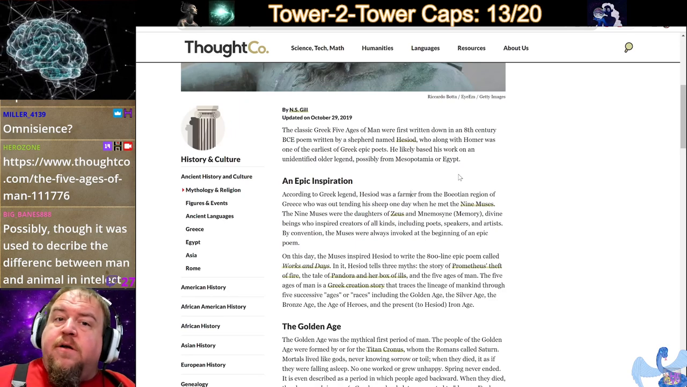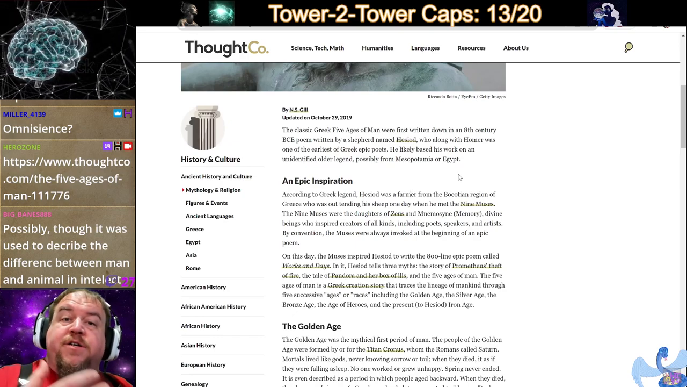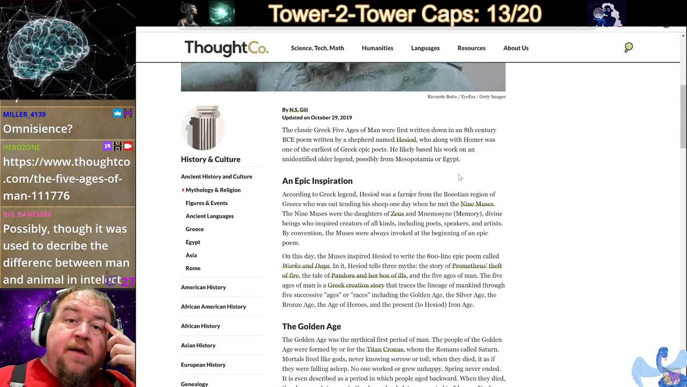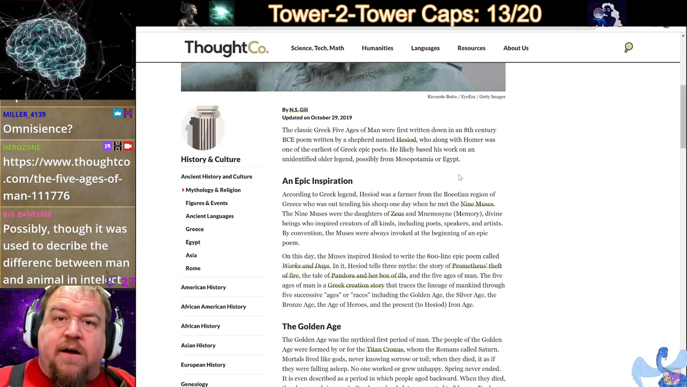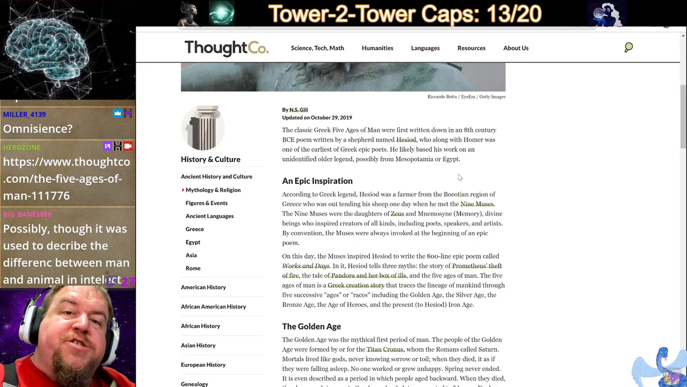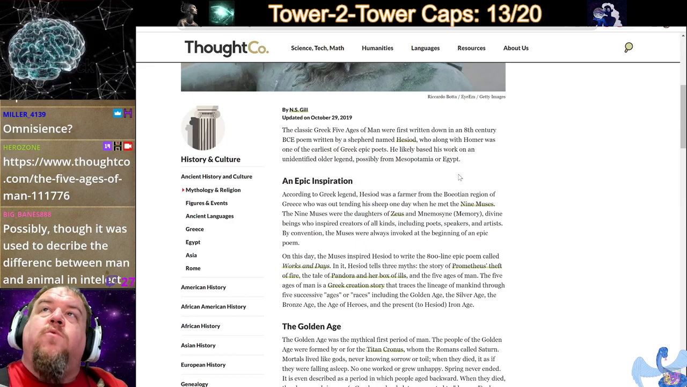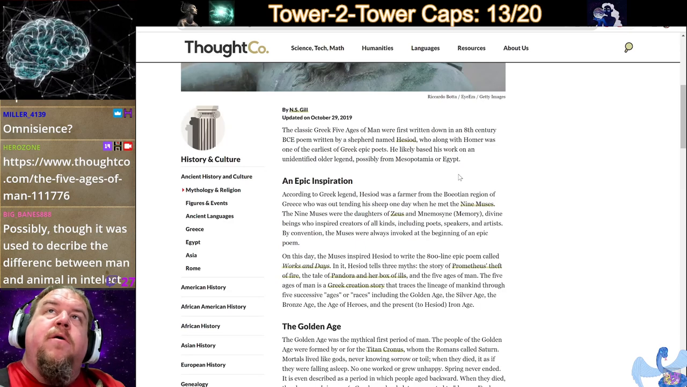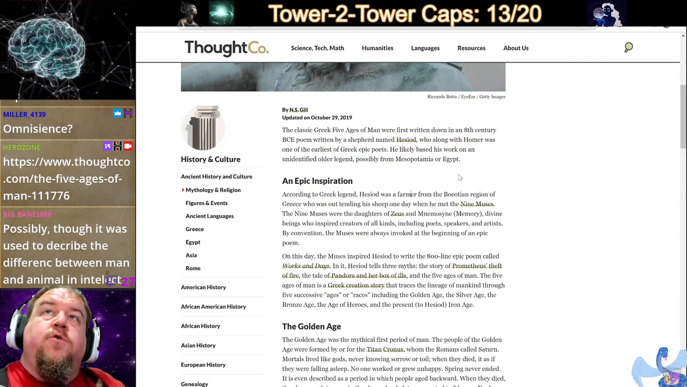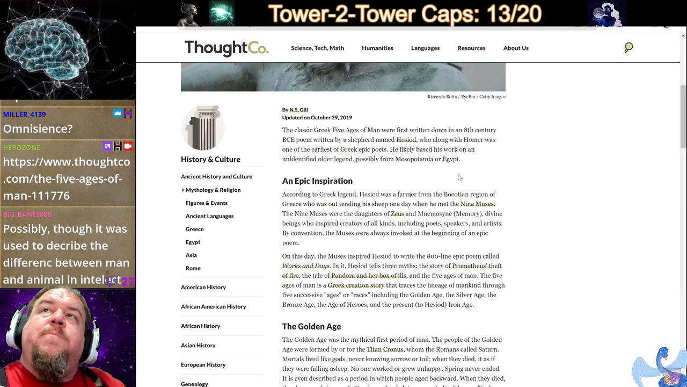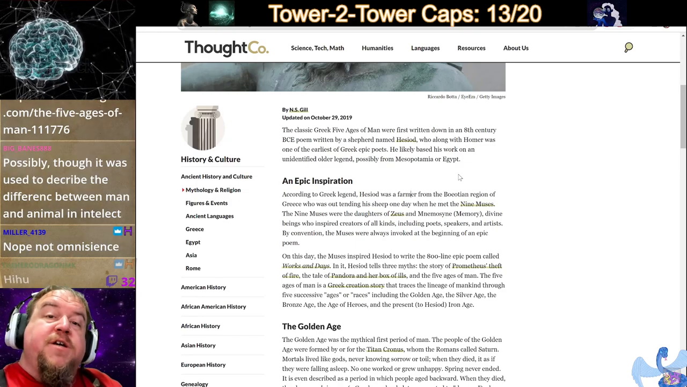If we want to talk about culture and an era of thinking about oneself or about greater things, the origin of philosophical ideas, and maybe not the origin, but certainly a heavily studied and romanticized era of philosophical contemplation and religion and other things. The classic Greek Five Ages of Man were first written down in an 8th century BCE poem written by a shepherd named Hesiod, who along with Homer was one of the earliest of Greek epic poets. He likely based his work on an unidentified older legend, possibly from Mesopotamia or Egypt.